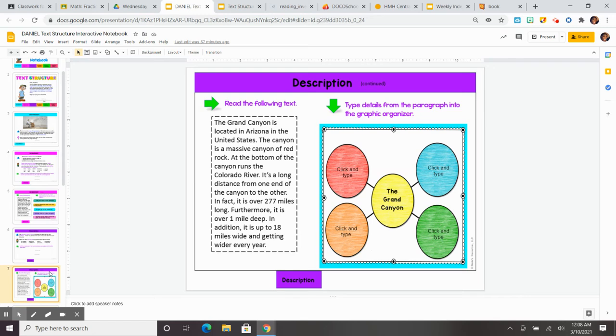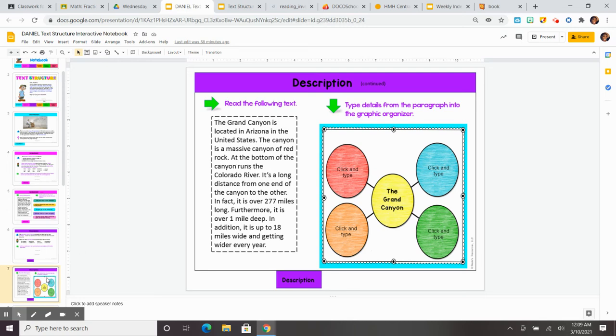All right, and it says read the following text. So you are going to read this text, and it says type details from the paragraph into the graphic organizer. So obviously you have the Grand Canyon in the middle. That's your topic. And then you're going to type in 1, 2, 3, 4 different sentences describing the Grand Canyon. And you get your information from this text right here. Don't come up with something off the wall. Your information about the Grand Canyon has to come from the following text right here on the page.